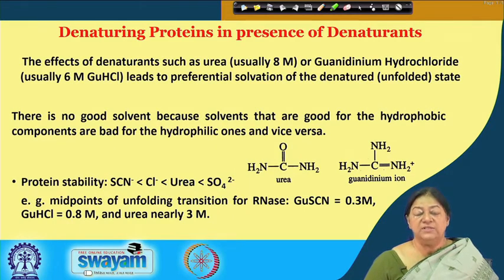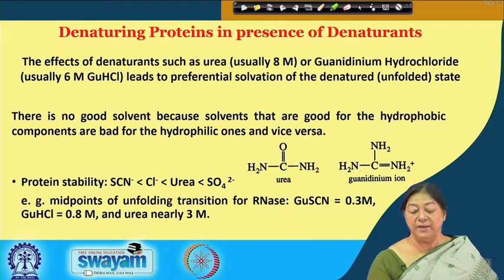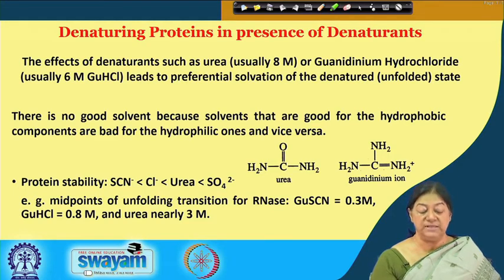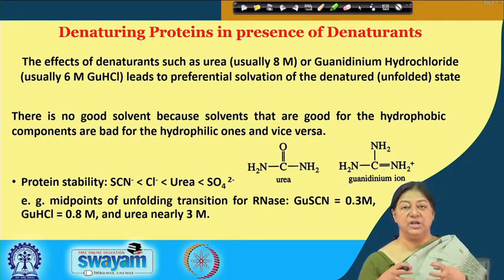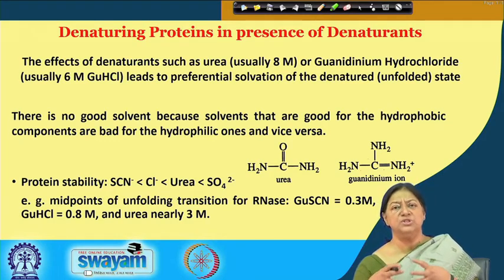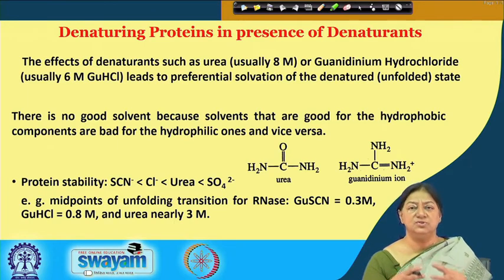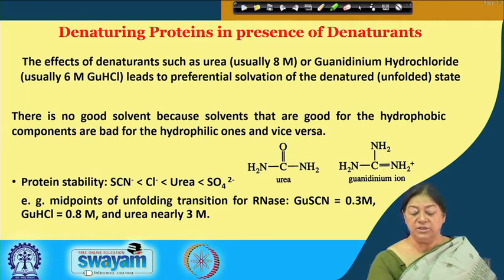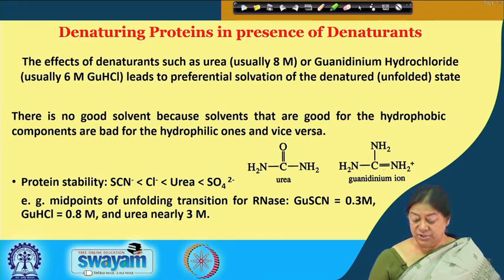If we look at the presence of denaturants, these are urea and guanidinium hydrochloride, which is very commonly used. They denature the protein, they unfold the protein in the sense that they destroy the interactions, the hydrogen bonding interactions, the solvation of the protein, the hydrophobic components. All of this is disrupted due to the urea and the GuHCl.